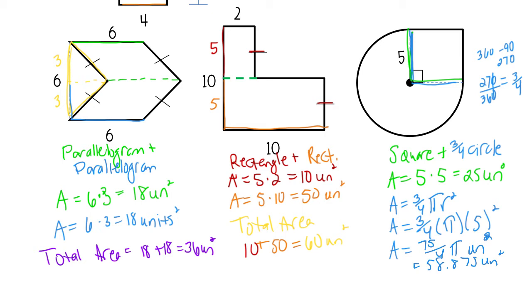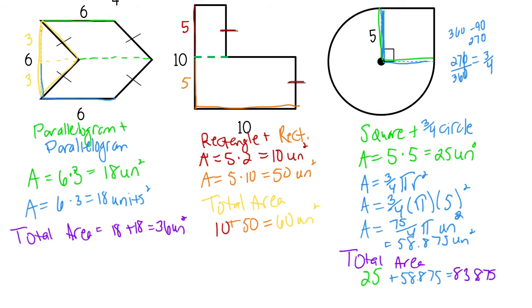Now we want the total area, and we do our square, which is 25 units squared, plus the circle, 58.875, and we get 83.875. Let me scoot it over, I'm out of space. Units squared.